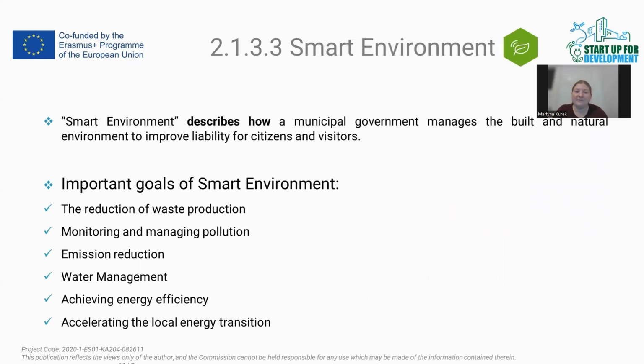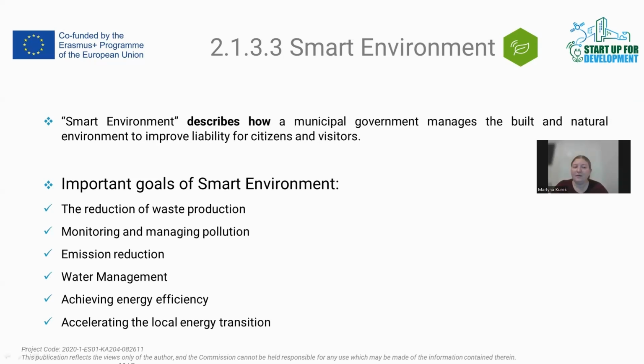A very important aspect of a smart city, and of course also smart economy, is the smart environment. So here we see how the government manages the built and natural environment to improve livability for citizens and visitors. So here, as we said in the previous modules, smart environment is important regarding the reduction of waste, managing the pollution problem, reducing emission, to manage water, achieving energy efficiency, and accelerating the local energy transition.